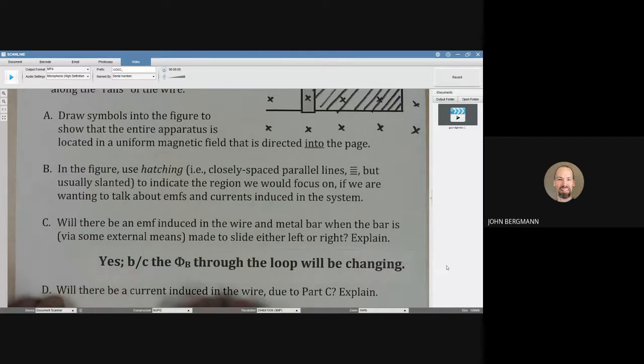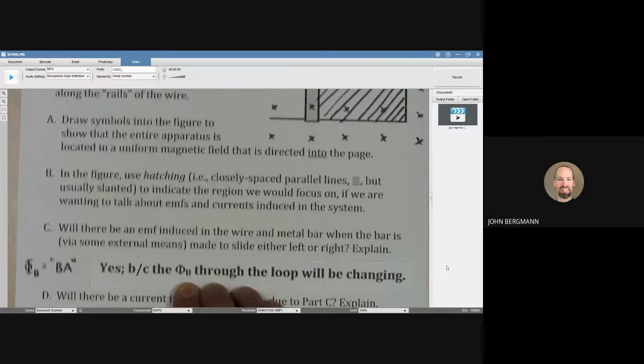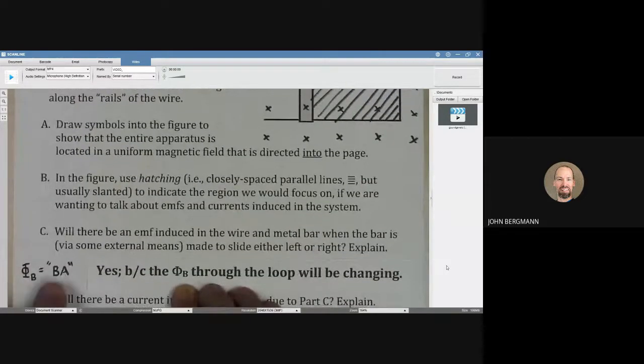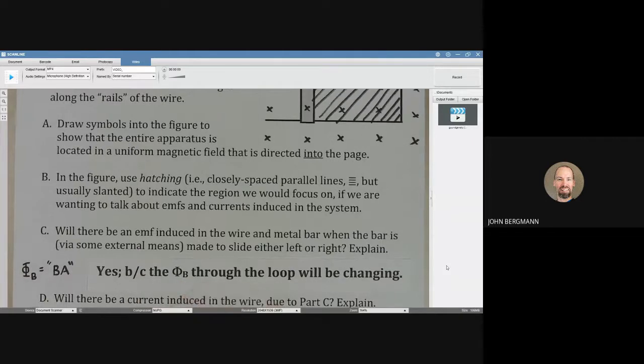You recall that in simplest terms, magnetic flux is basically the magnetic field strength multiplied by an area, and sometimes we have to integrate things, but in simplest terms, that's what we're dealing with. And you can see when this metal bar slides, A is changing. Even though B is constant, A is changing. And so if the magnetic flux is changing, then yes, we will get an EMF induced.